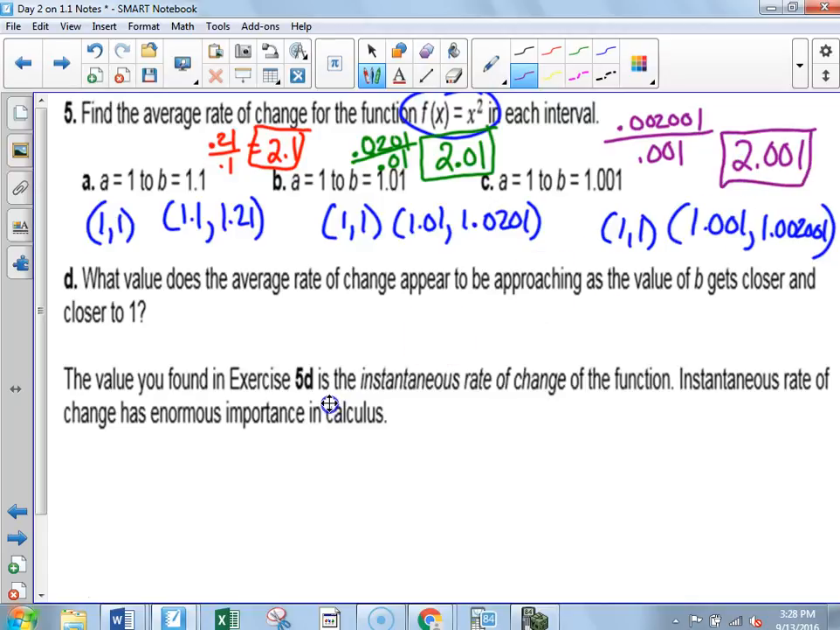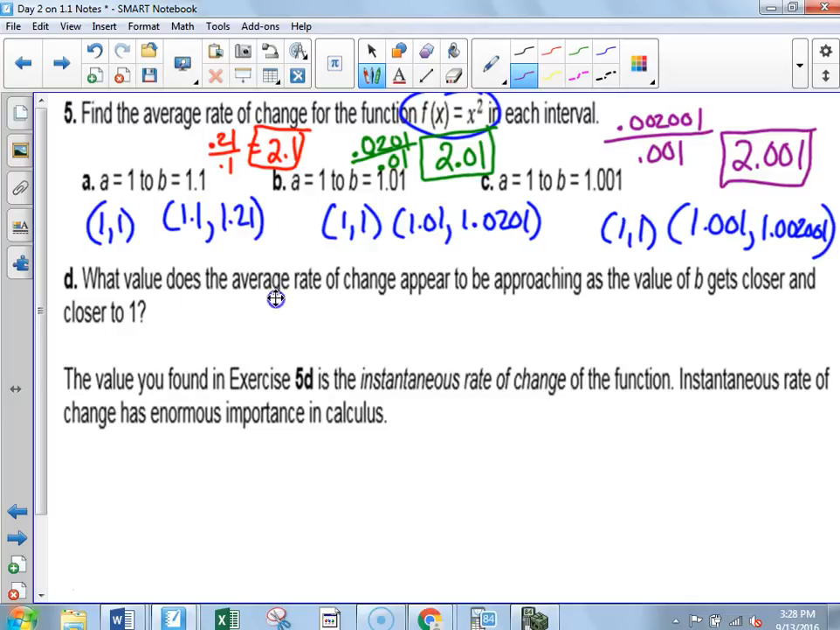Here's the question. What did we change every time? We moved B. A stayed at 1, but B was at 1.1, then 1.01, then 1.001. B was getting closer and closer to 1. Everybody see that? What happens to the outcome? The rate of change changed from 2.1 to 2.01 to 2.001. That's getting closer and closer to 2.